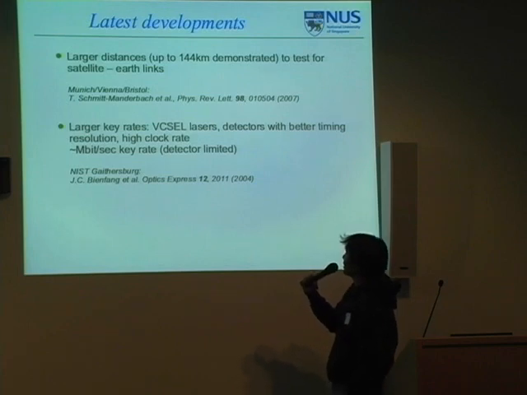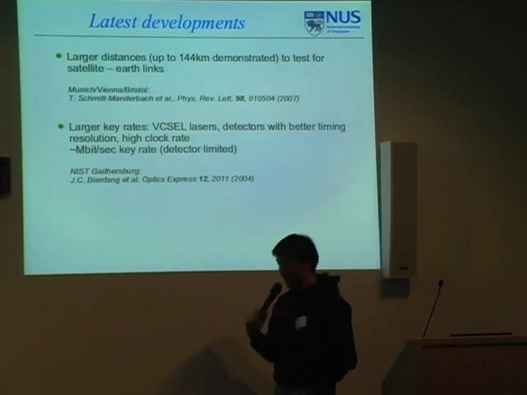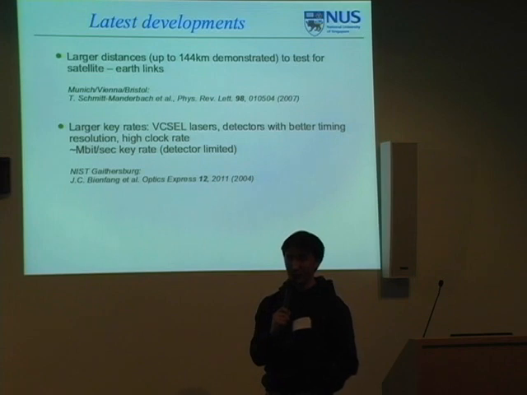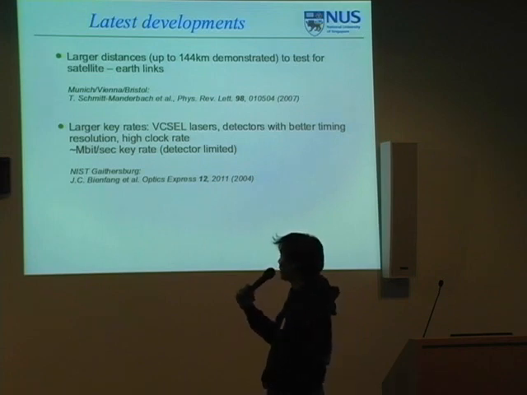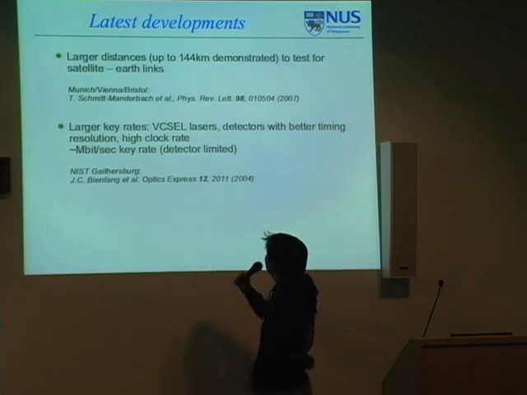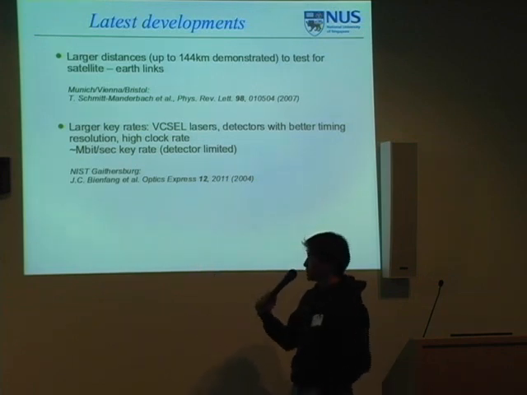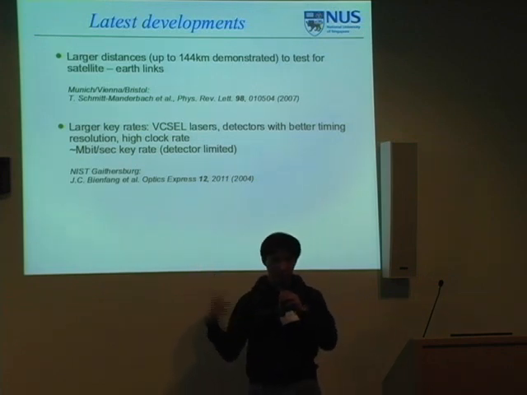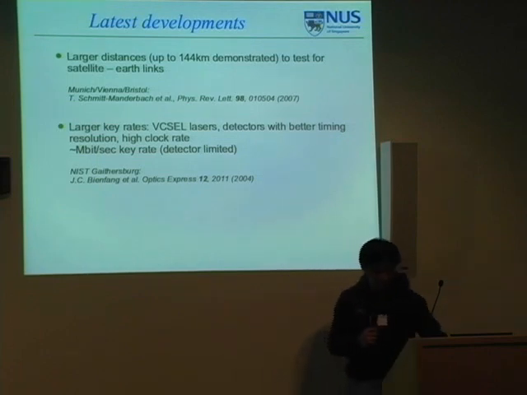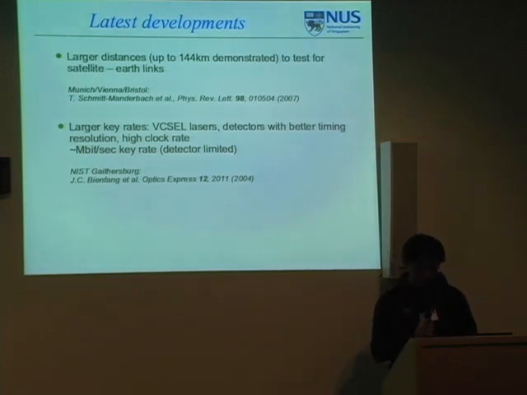Then the other way to try and improve your quantum key distribution method is to go to larger and larger bit rates, which was done by guys at NIST, and they have megabit per second key exchange. So those are two of the so-called benchmarks for quantum key distribution nowadays.